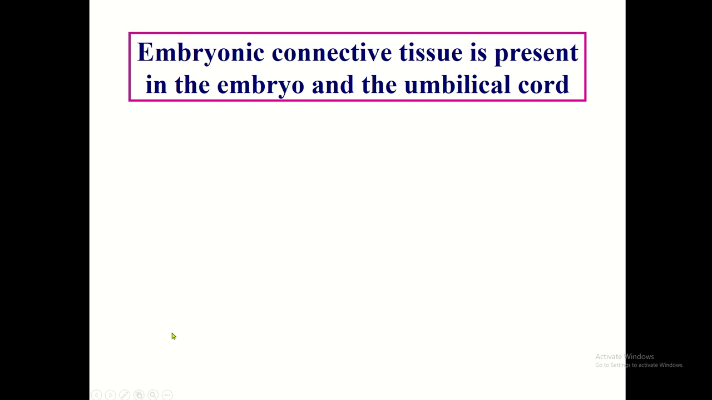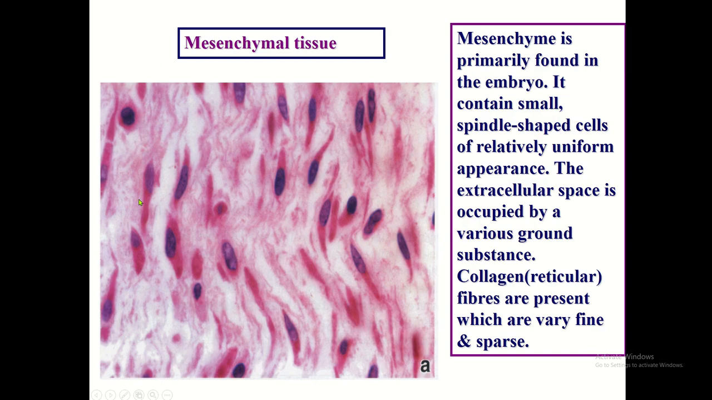Embryonic connective tissue is present in the embryo and in the umbilical cord. Mesenchymal tissue. This tissue is primarily found in the embryo. It contains small spindle-shaped cells of relatively uniform appearance. The extracellular space is occupied by various ground substance. Collagen fibers are present, which are very fine and sparse.